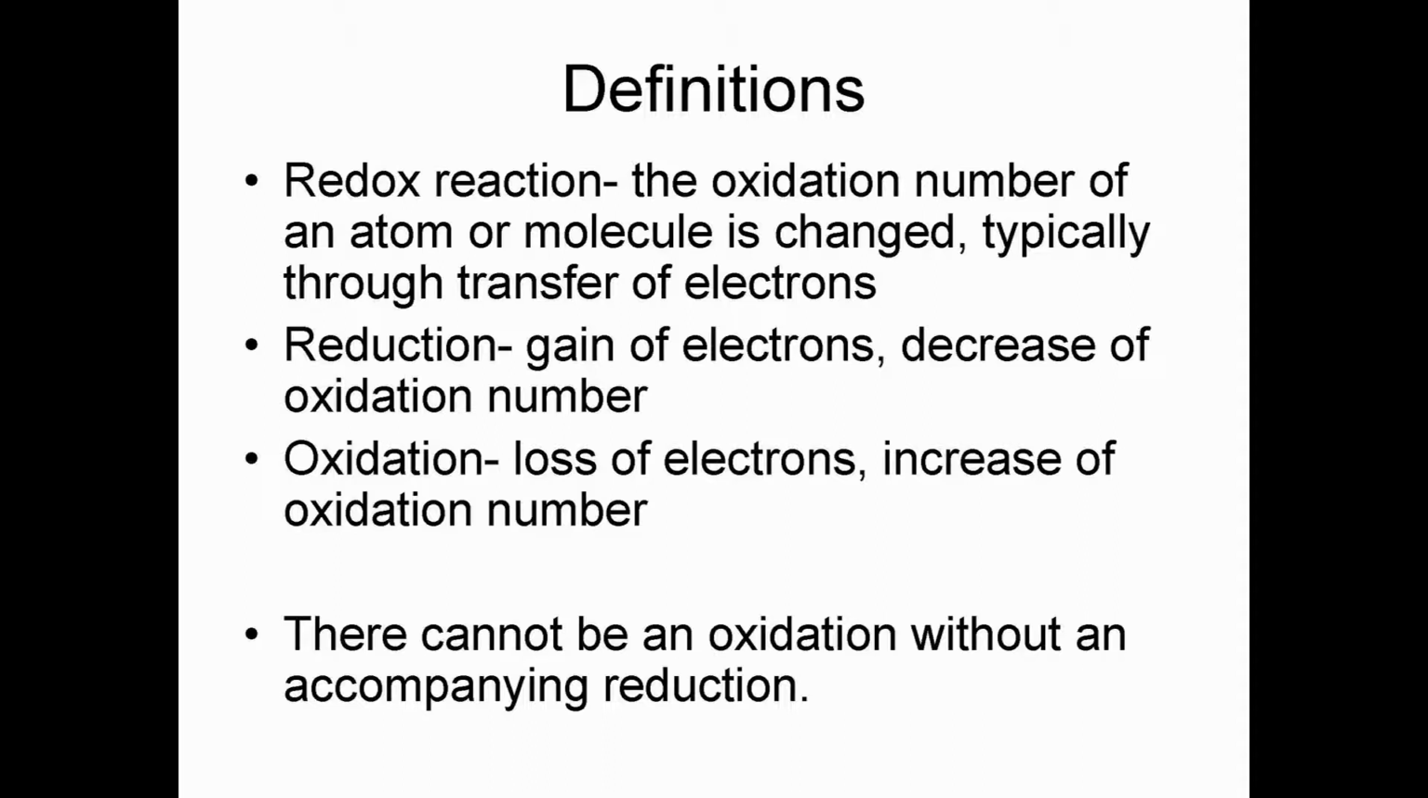In the case of reduction, a species gains electrons and the oxidation number is decreased. And on the oxidation side, there is a loss of electrons and an increase in oxidation number. And a point at the bottom: there cannot be an oxidation without an accompanying reduction.